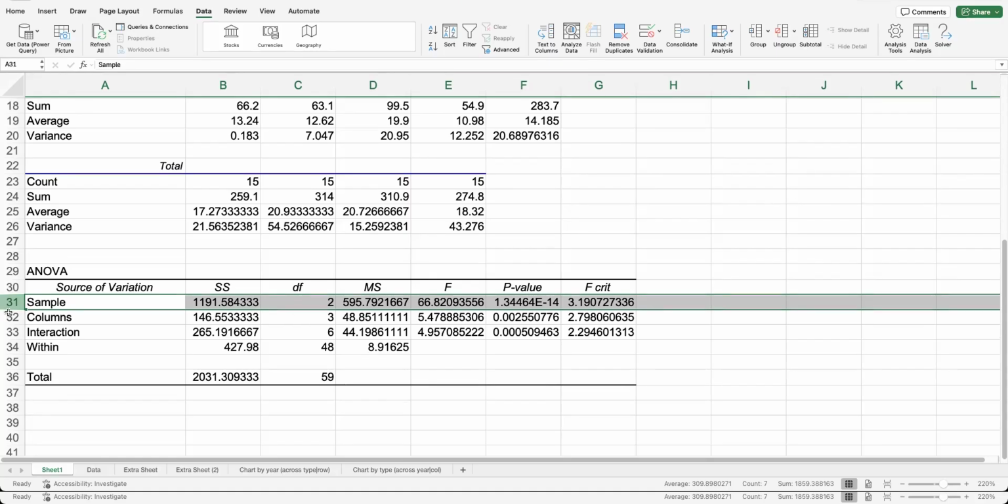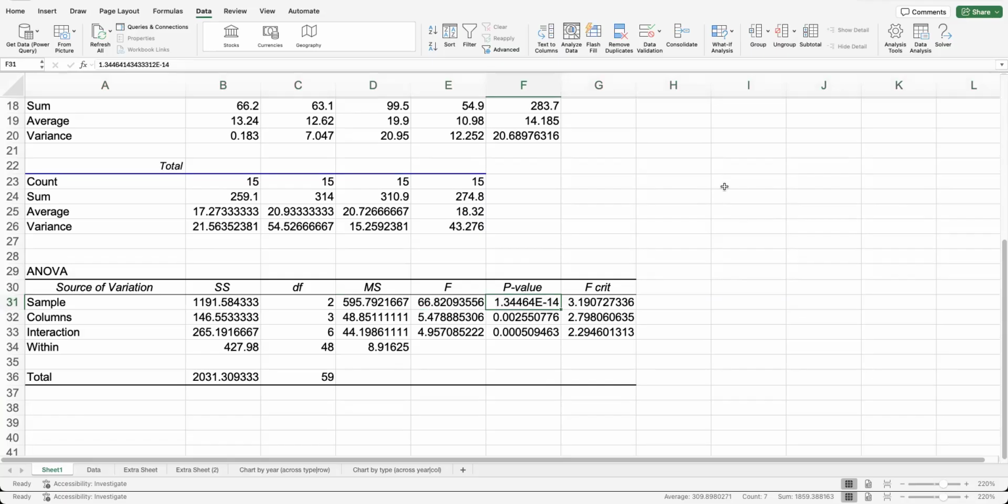Do I accept my null hypothesis or do I reject it? If I accept it, then it means there's no difference between the rows. What year it is made no difference here. Mm-hmm. So it would matter. But looking at the p-values, people are confused because they look bigger than our 0.05.